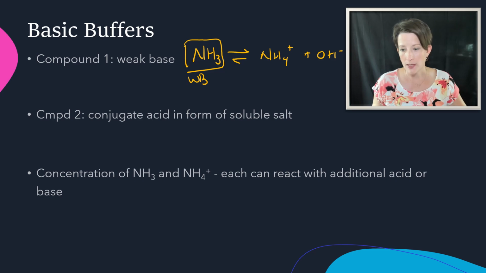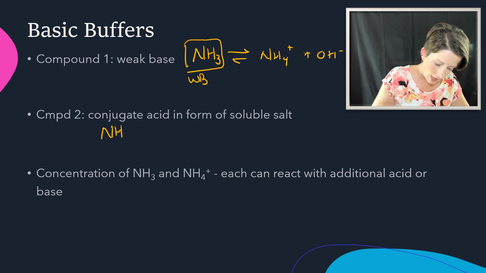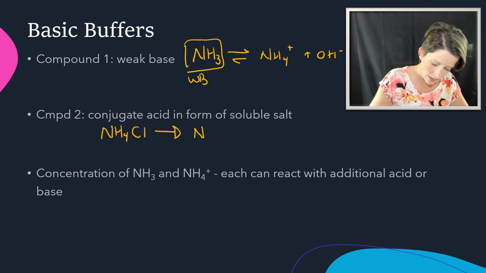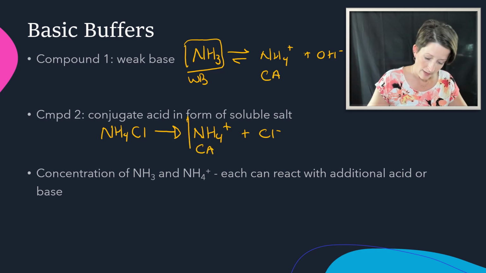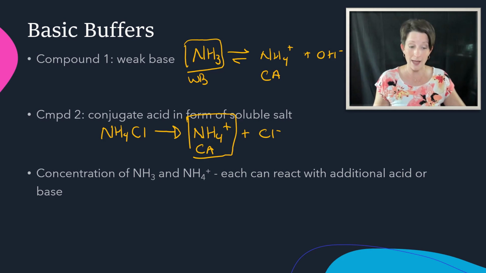Because ammonium is always soluble, we can put it with anything, but let's just say we put it with chlorine. So we take that ammonium salt, put it in water, and it's going to dissociate into its ions. This allows us to have the conjugate acid to our weak base. So now we have a high concentration of our conjugate acid, and a high concentration of our weak base. Now they can go and interact with additional acids or bases.